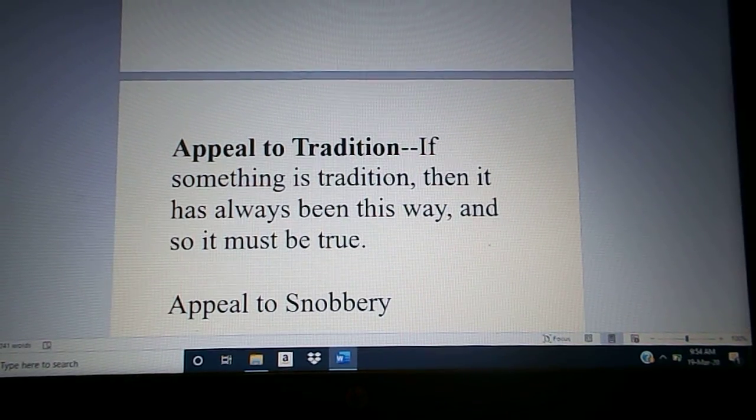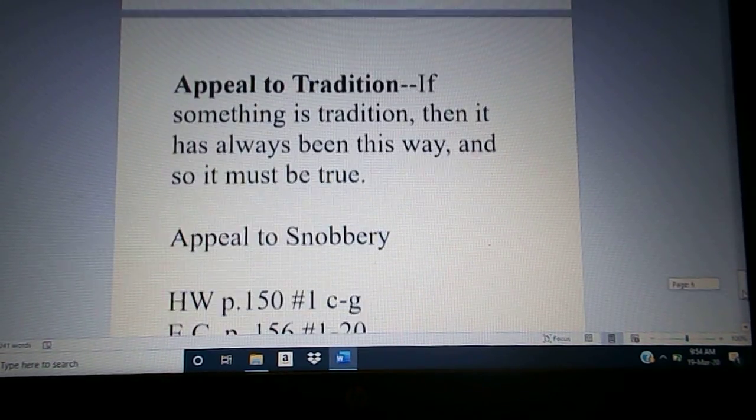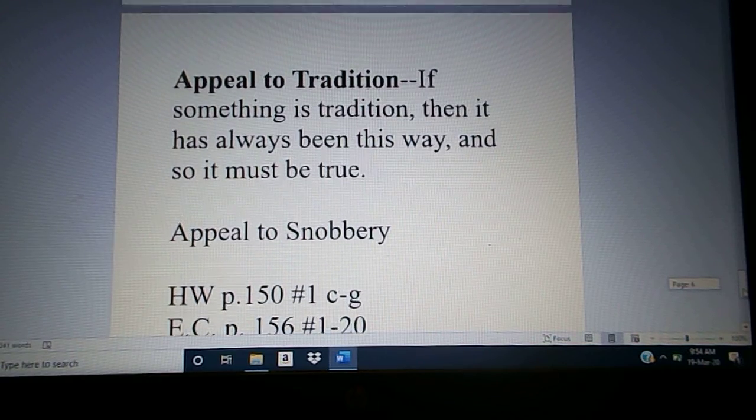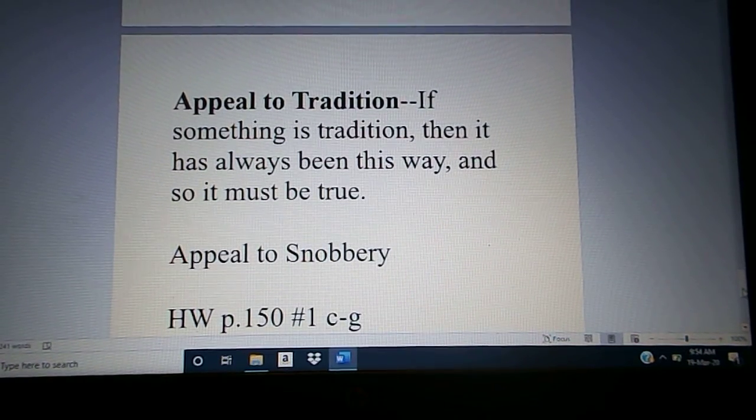So I'm going to let you guys try the rest of those. On page 150, number 1, you just want to do C through G. And again, all you have to do is decide whether it is legitimate or a fallacy. Read through it, decide whether it's a legitimate example or a fallacious example of authority. Again, there'll be a spot on Blackboard where you can submit that, or you can email it to me if you're more comfortable doing it that way.